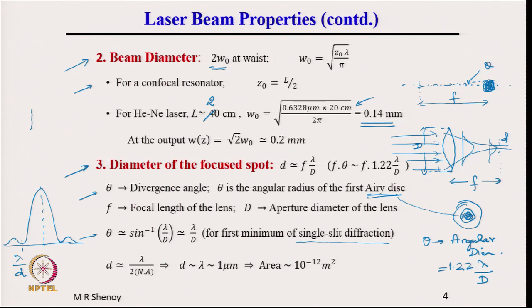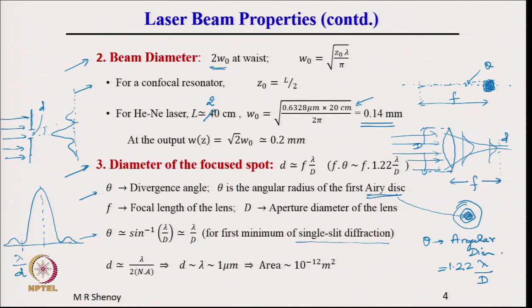So, if you have a single slit of diameter d, for those of you who are not familiar, and plane waves are incident on the single slit, then it forms a single slit diffraction pattern on a screen, with maxima and minima, and the first minima occurs at an angle theta corresponding to lambda by d. So, that is what is shown as lambda by d.